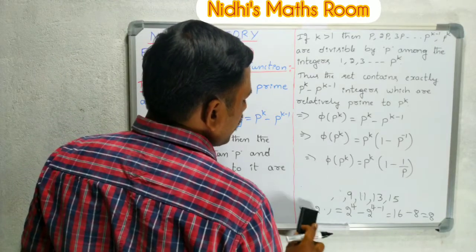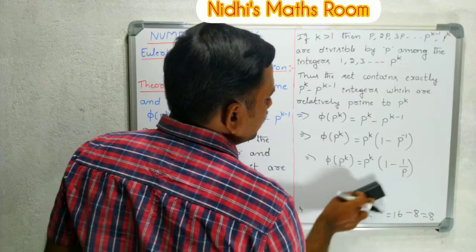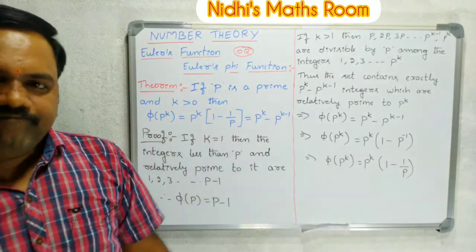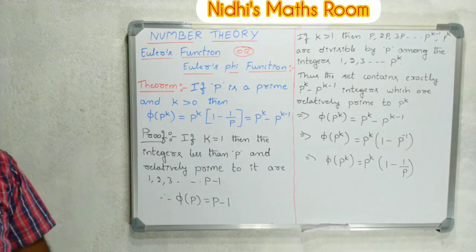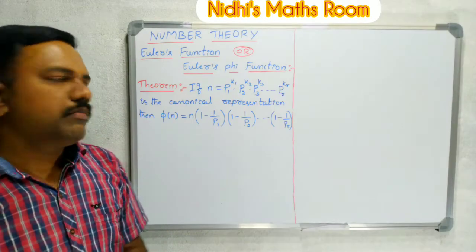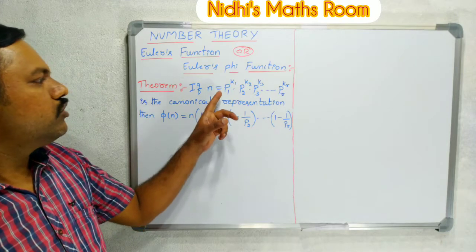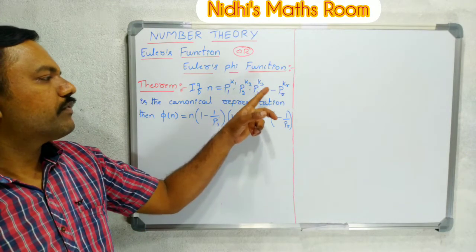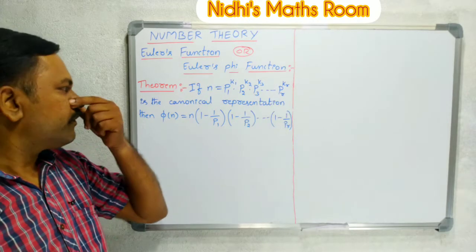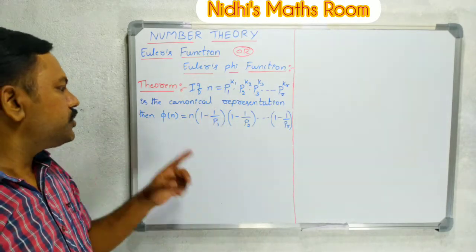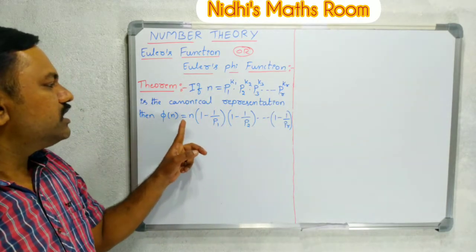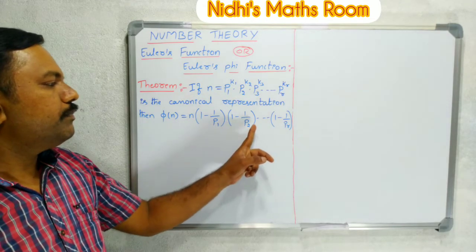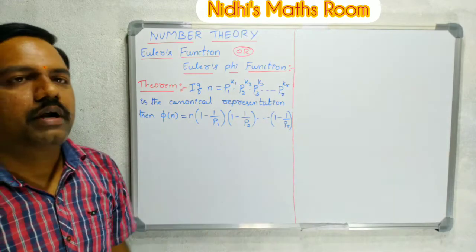I think you all understand the theorem, hence the theorem. Is it clear? Students, the next theorem is, if n is equal to p1 to the power of k1 into p2 to the power of k2 into p3 to the power of k3 so on, pr to the power of kr is the canonical representation, then phi of n is equal to n into 1 minus 1 divided by p1, 1 minus 1 divided by p2 so on, 1 minus 1 divided by pr.